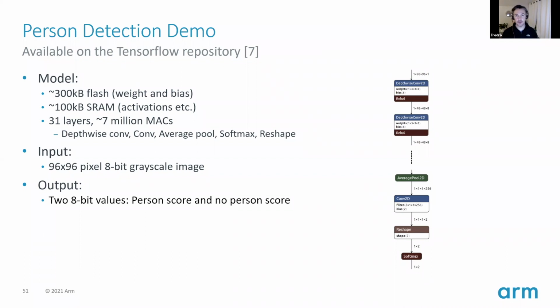The input to the model is a 96 by 96 pixel monochrome grayscale image, and the output is a person score and a no person score. If the person score is higher than the no person score, we will detect it as a person.